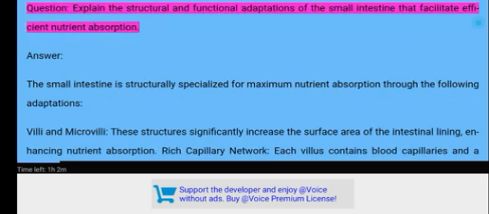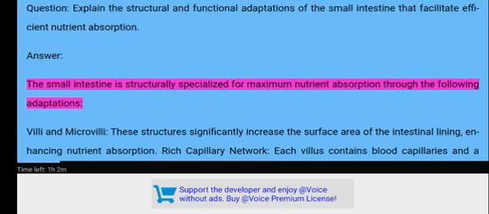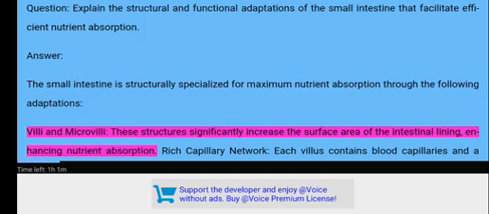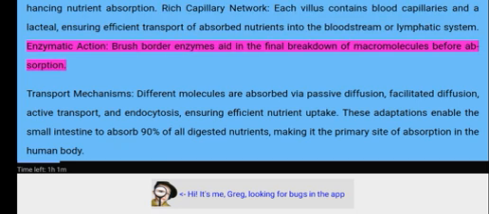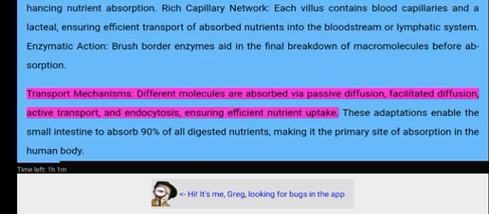Previous year question. Question: explain the structural and functional adaptations of the small intestine to facilitate efficient nutrient absorption. Answer: the small intestine is structurally specialized for maximum nutrient absorption through the following adaptations. Villi and microvilli. These structures significantly increase the surface area of the intestinal lining, enhancing nutrient absorption. Rich capillary network. Each villus contains blood capillaries and a lacteal, ensuring efficient transport of absorbed nutrients into the bloodstream or lymphatic system. Enzymatic action. Brush border enzymes aid in the final breakdown of macromolecules before absorption.